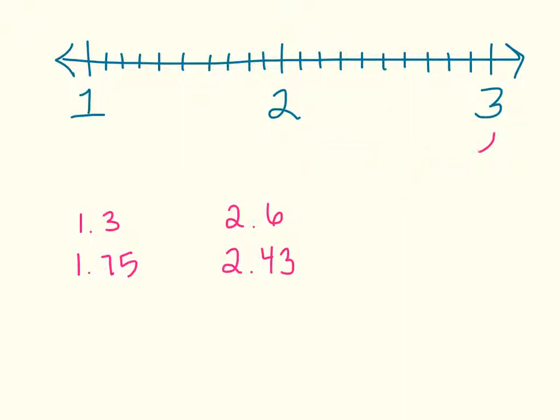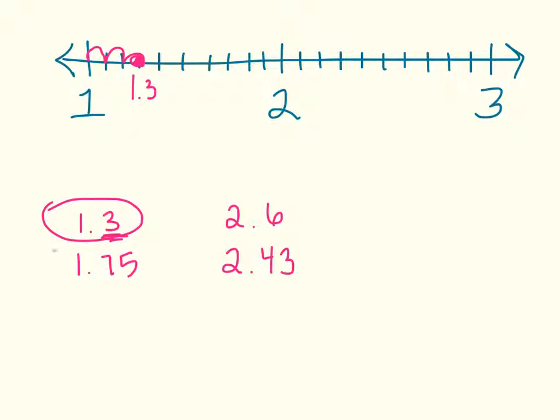So let's start to plot some examples. I can start by looking at 1 and 3/10. So I know I'm going to start at 1, and the tenths place says I need to go over 3 out of 10 spaces. So starting at 1 whole, I'm going to go over 1/10, 2/10, 3/10. So I'm going to make my dot here and label it as 1 and 3/10.